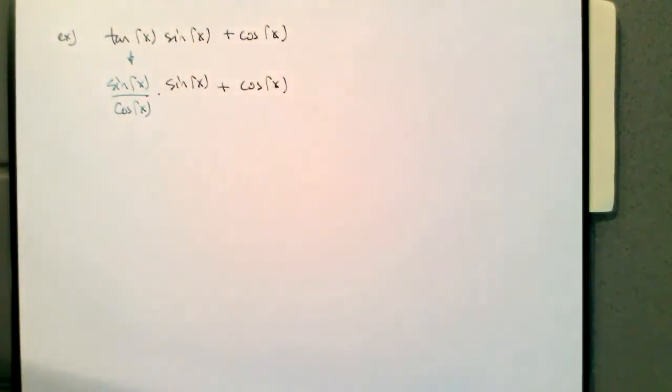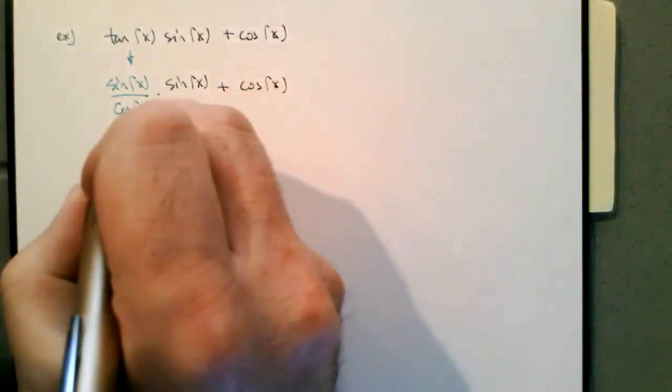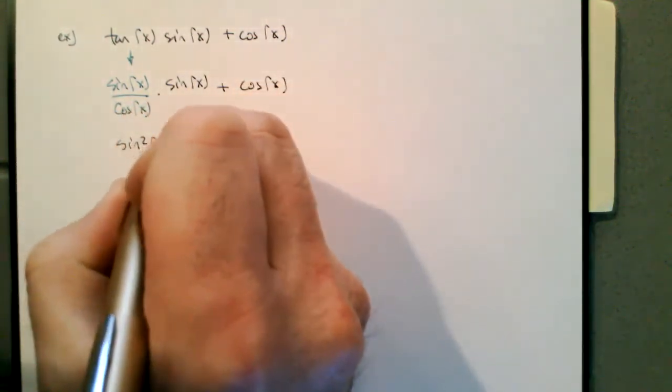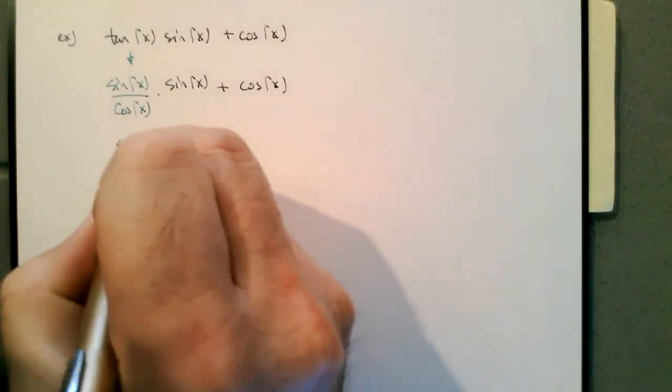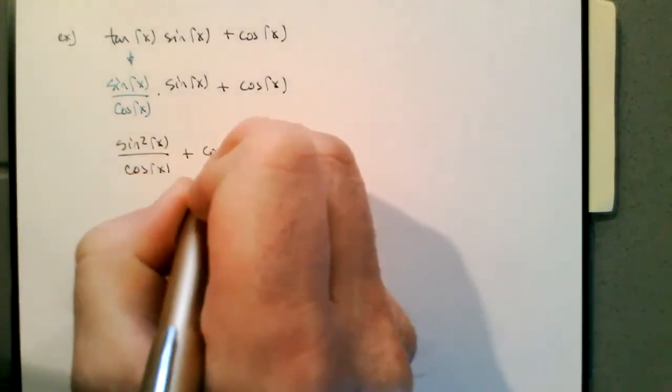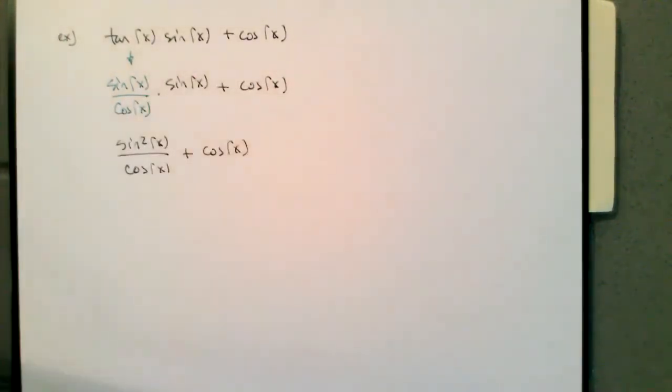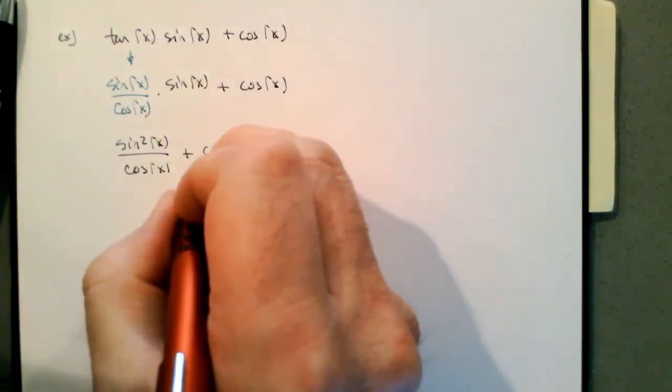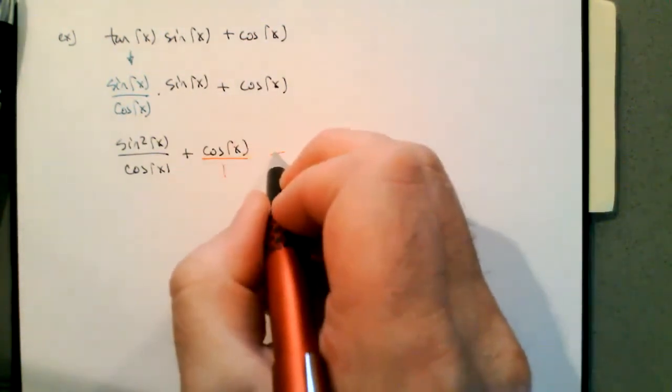And so this first expression is going to look like sine squared over cosine plus cosine. And now we get into the algebra test part. What we notice is that we have a fraction. That first term is a fraction, and the second term is a fraction with a different denominator. So I'm going to read cosine as cosine over 1, and I'm going to add fractions.